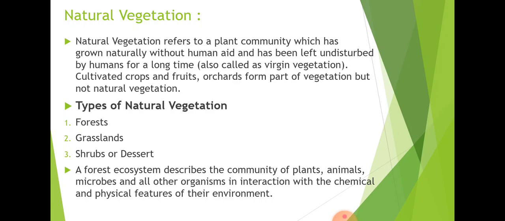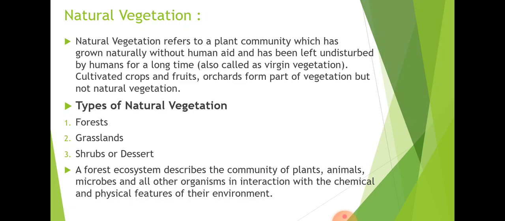So natural vegetation is what? Natural vegetation refers to a plant community which has grown naturally without human aid and has been left undisturbed by humans for a long time. These are also considered as virgin vegetation. Here you have to understand that it is the greenery which is not disturbed by human beings. That is considered as natural vegetation, and it is also known as virgin vegetation.